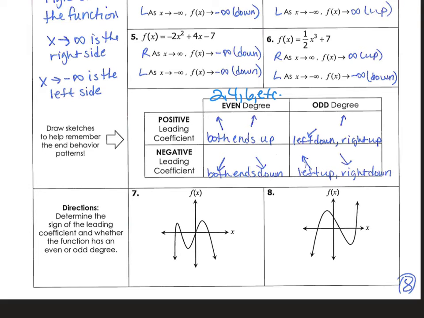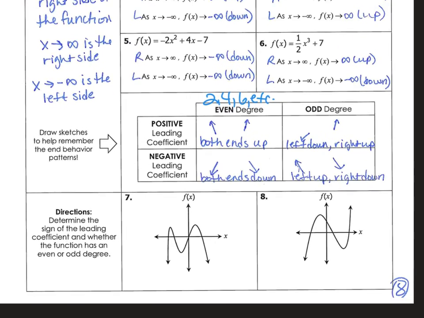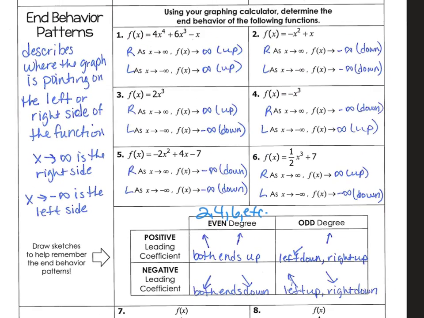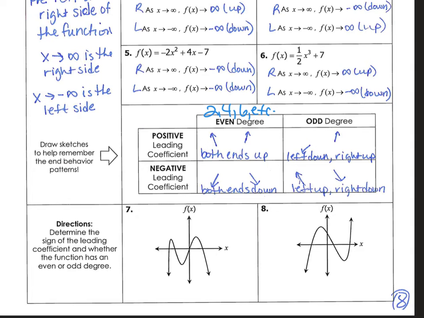If your highest exponent is an even degree with a positive leading coefficient, both your ends are going to be pointing up. So that would be like, if I scroll up a little bit, example 1, okay? If you have an even degree and a negative leading coefficient, it's going to be like examples 2 and 5, with both ends pointing down.